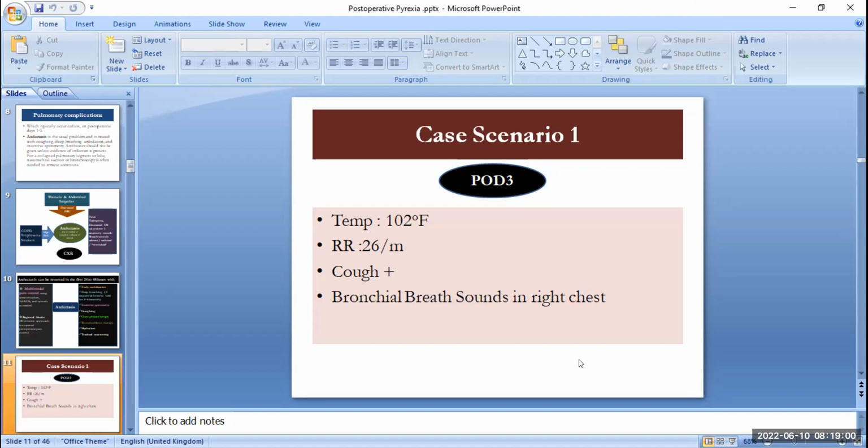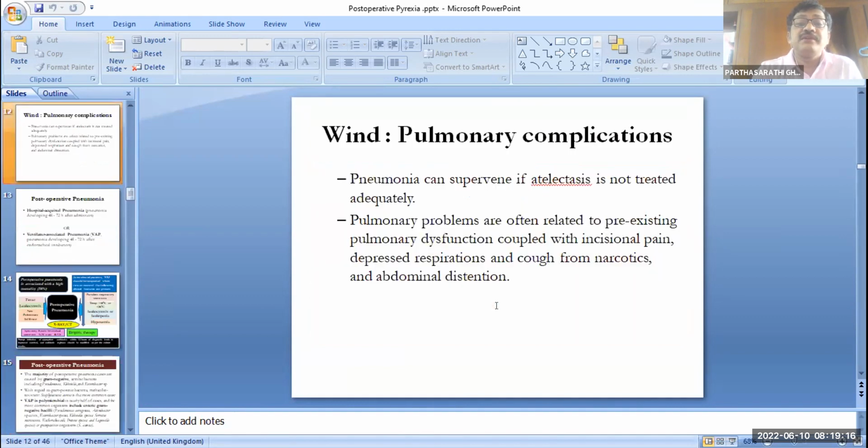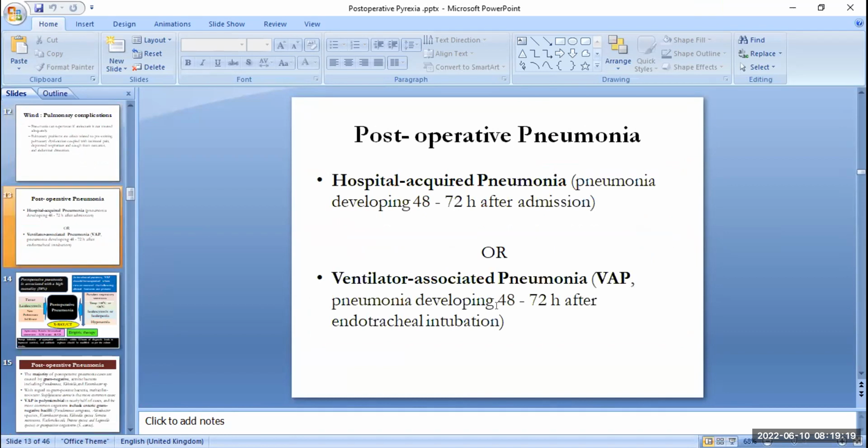Sir, in ventilation there is more chance of infection, sir. What is that pneumonia called? Ventilator associated. Yes. So either you get a hospital acquired pneumonia, which happens between 48 to 72 hours after admission, or a ventilator associated pneumonia. So post-operative pneumonia can be hospital acquired, or it may be associated with the ventilation itself. Am I right? Yes. Fine.